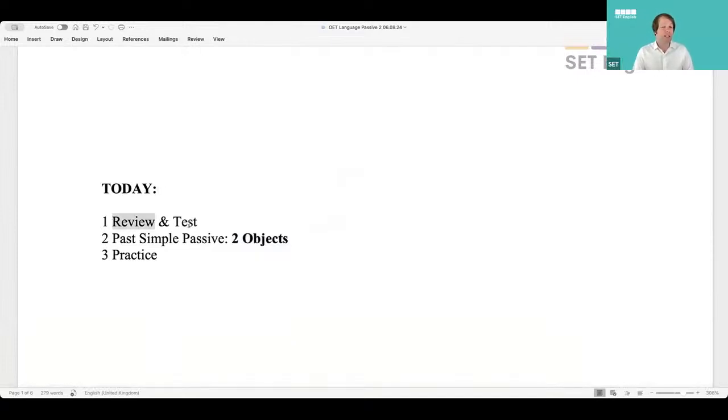Okay, so this is what we're doing, guys. As I said, review, a quick test actually. Then we're looking at two objects, passive, and then we're going to practice. Let's get started.